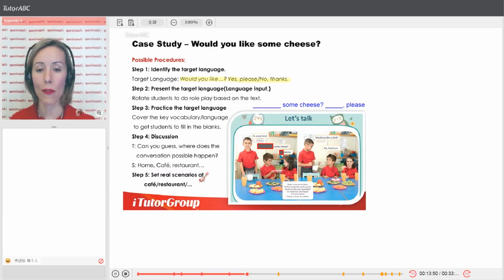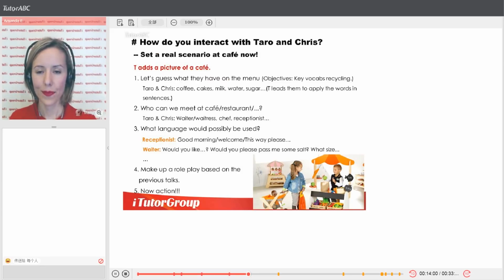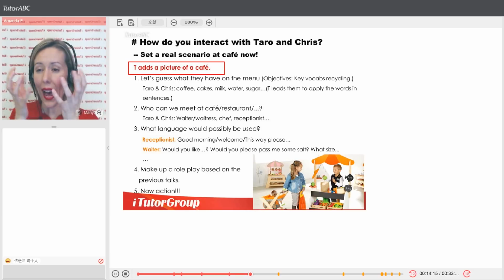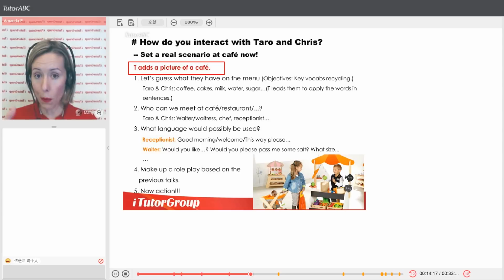So this is a way for students like Tara and Chris to use the language in a practical way in a real life scenario. So let's see what that would look like. So we're going to role play. So the teacher might add a picture of a cafe to help the students imagine where they are. And then we're going to brainstorm some words and phrases and vocabulary so that the students have the tools they need to be able to role play.